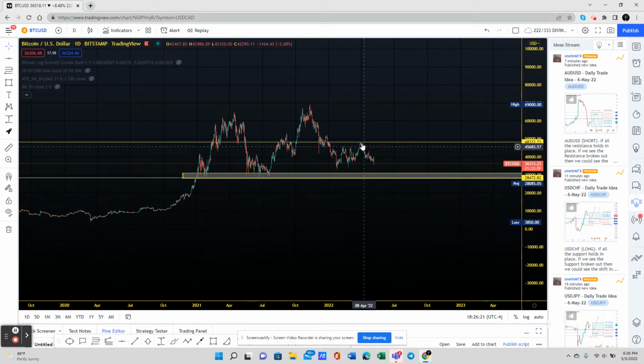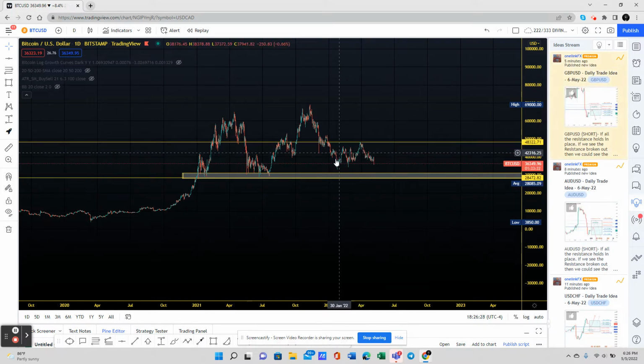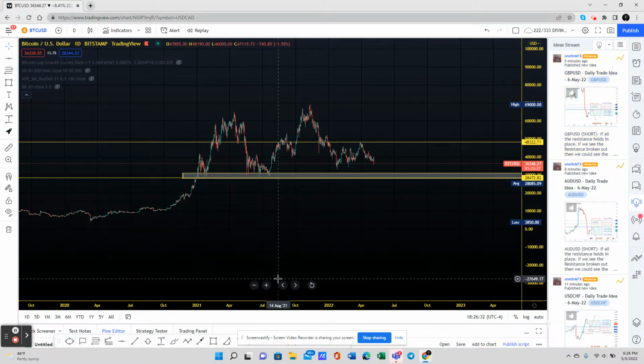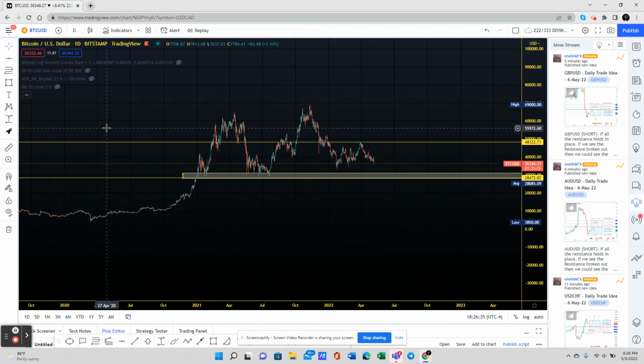Now, if we want to get technical, could this be a head and shoulders pattern? Maybe, possibly, but I wouldn't really worry about that at the moment. We do know that we're really in a range. Okay, we're not in an expansion state, so we're in a range. Things are a little different.